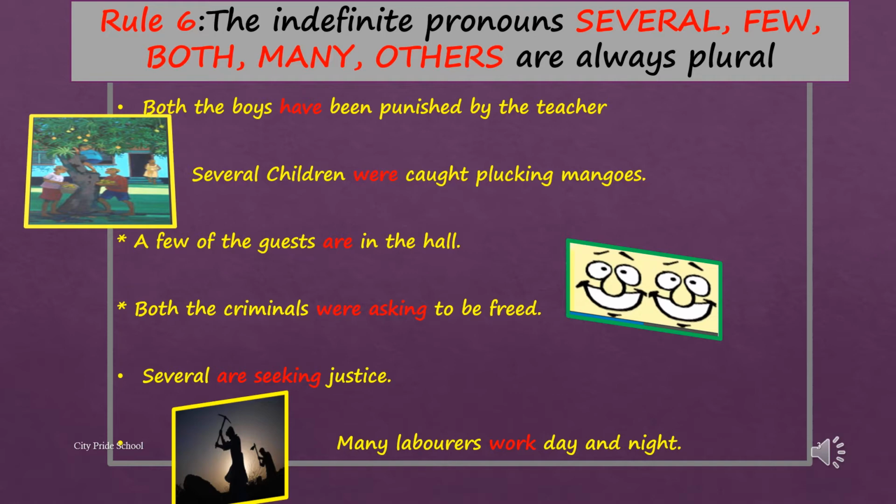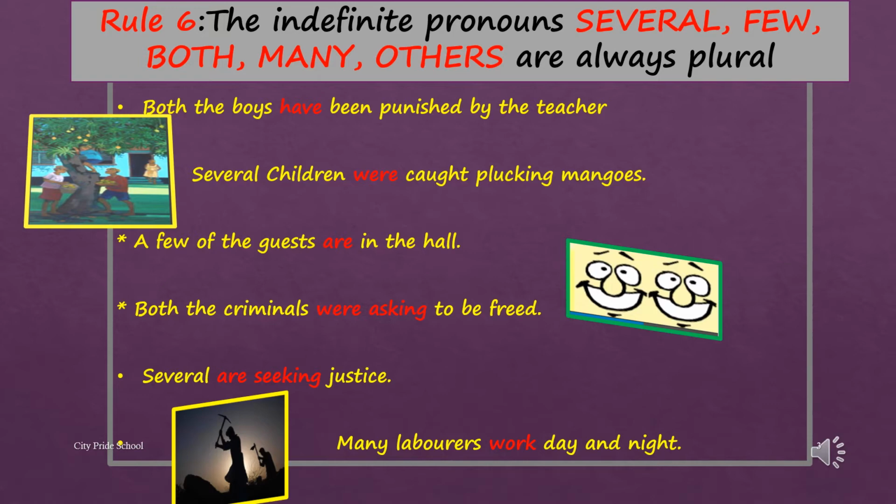Now for the indefinite pronouns like several, few, the same goes for indefinite adjectives also. Now here the indefinite pronouns like several, few, both, many, others, they always use the plural form of the verb. Like both the boys have been punished by the teacher. So if we are using the indefinite pronouns like several, few, both, many, and others, the verb will be plural.